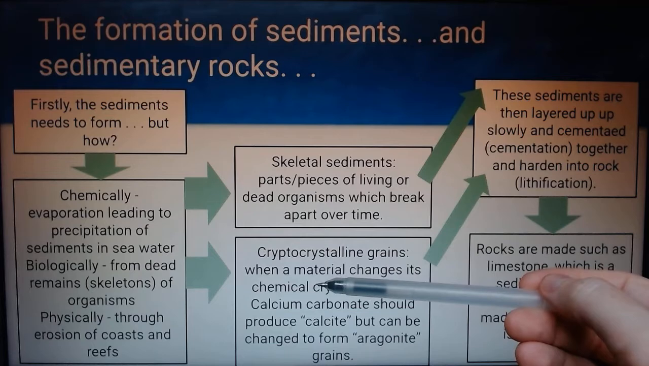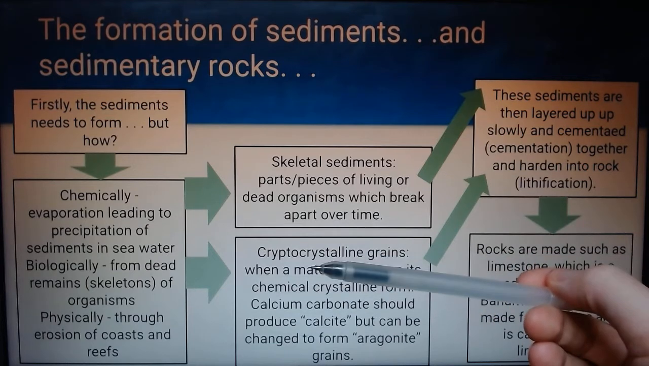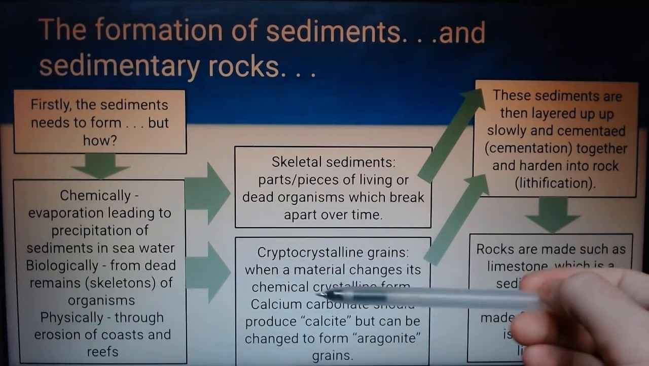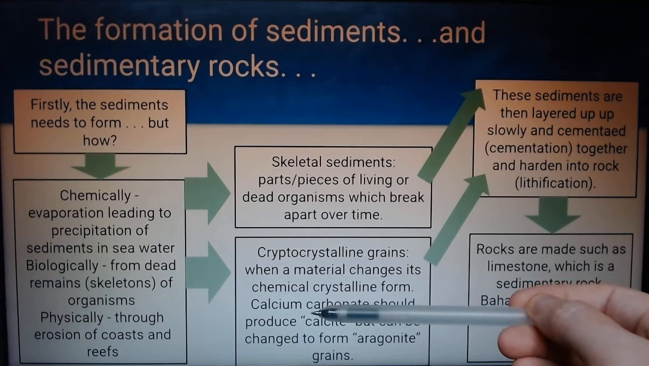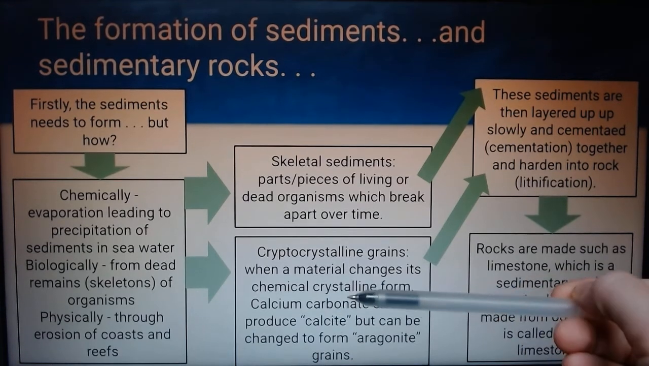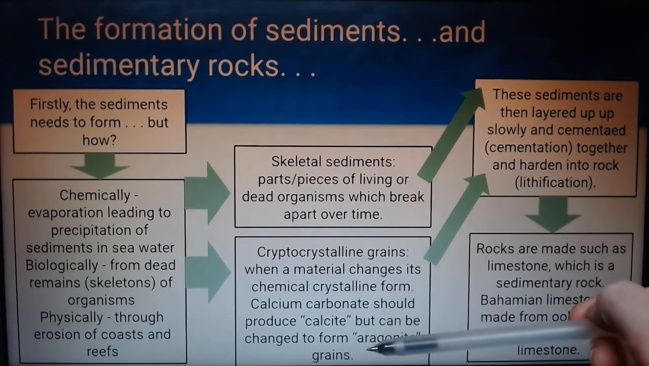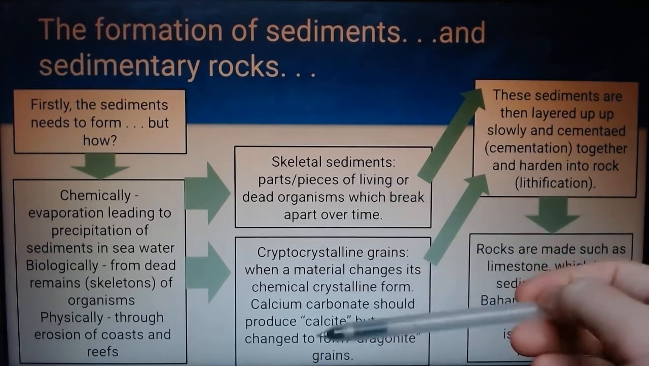So another thing that happens in the Caribbean, or in the Bahamas specifically, is that there's so much calcium carbonate in the water that some of it changes and produces aragonite instead. So this is where the sediments come from.